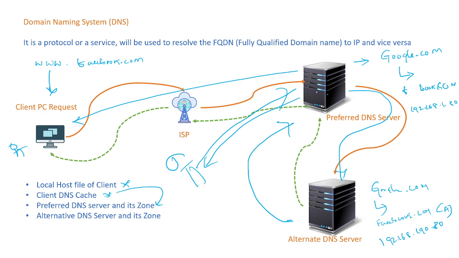So then this preferred DNS server will respond back to you stating that yes, I have the information, and the IP address of facebook.com is this one. What is this IP address? 192.168.190.30 as an example. Then the application will open. You have the page. This is how the DNS resolution will happen.